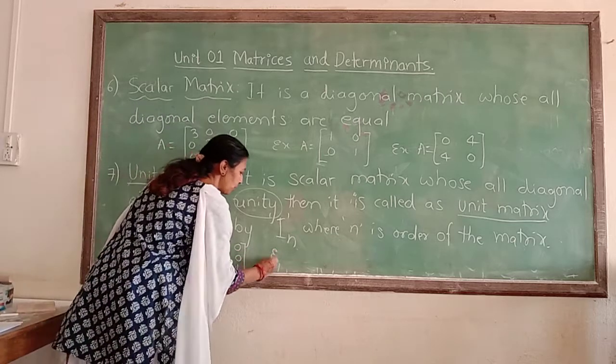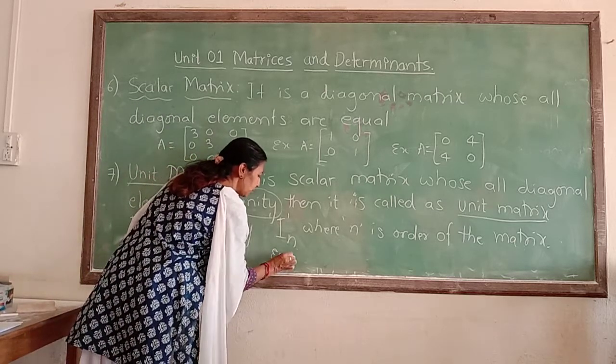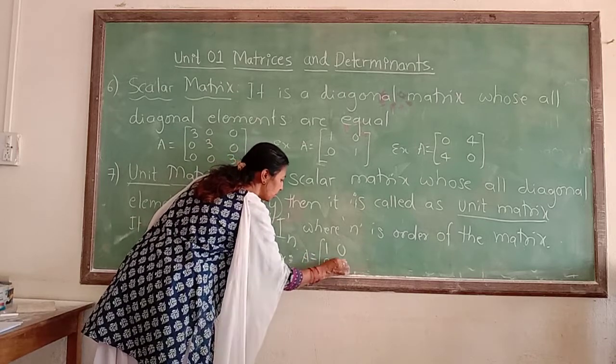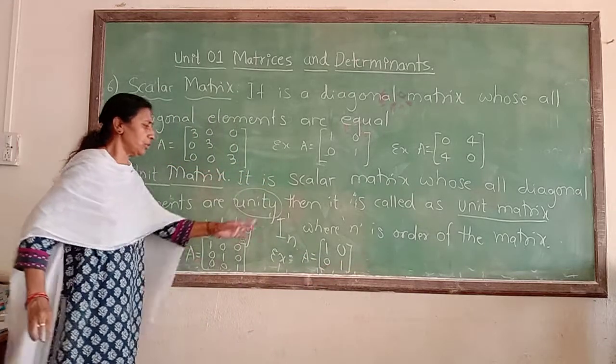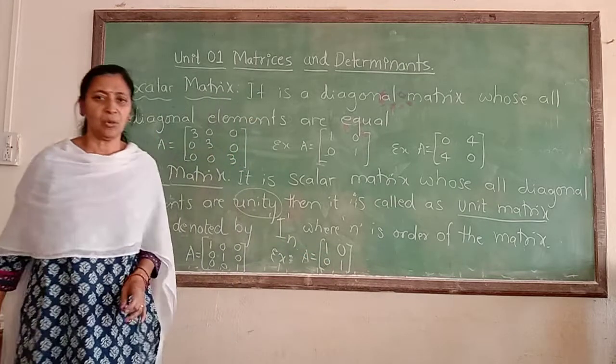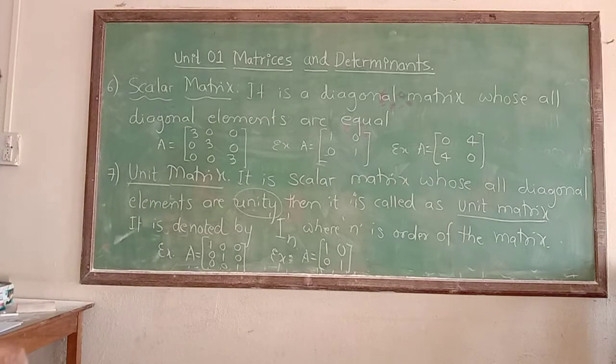Another example, A is equal to 1 0 0 1. So this is also a unit matrix. Its diagonal elements are 1. So this is about the unit matrix.